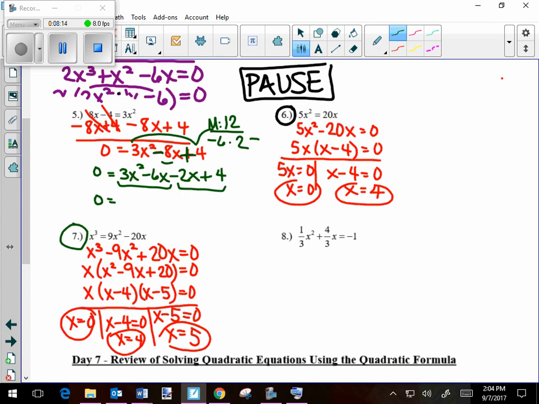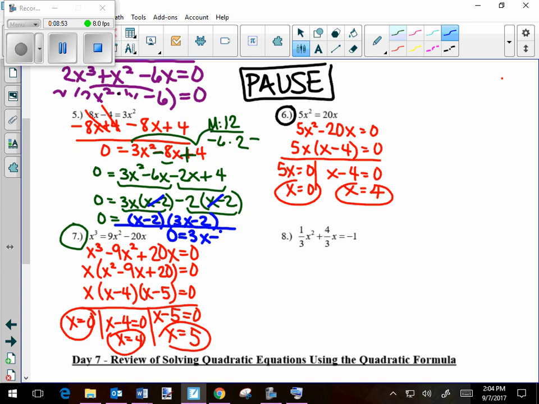So when I do that, I can take a 3x out of the first two terms and a negative 2 out of the second two terms. Remember, if I take a negative 2 out of positive 4, it gives me a negative 2. And then I'm going to say, what do these two terms have in common? And you're going to say that those two terms have an x minus 2 in common. If I take that out of both of them, I have a 3x minus 2. So I get 0, make the little t-chart, 0 equals 3x minus 2, and 0 equals x minus 2.